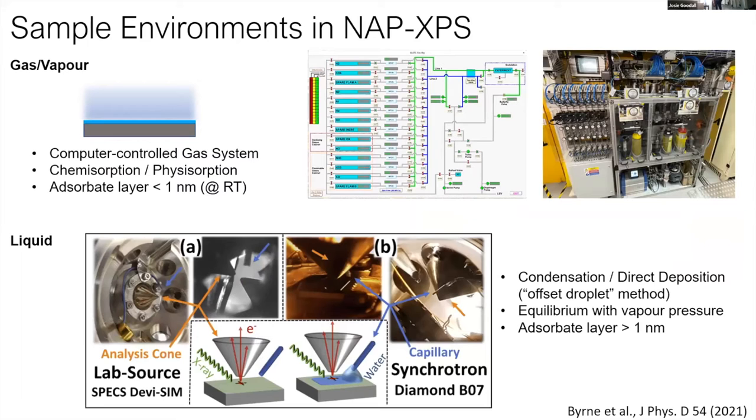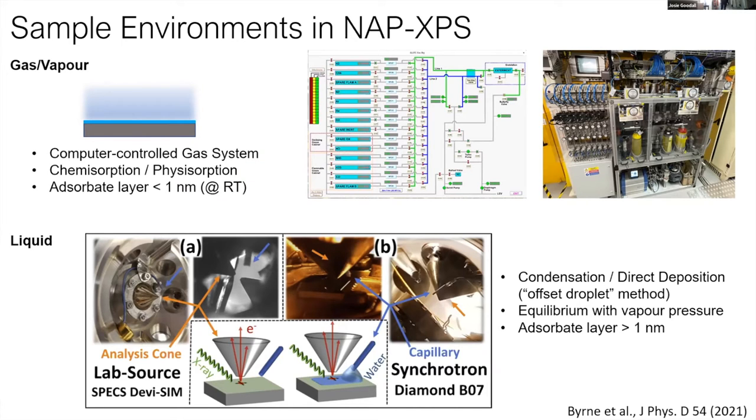Okay, so we have two main sample environments to consider. Of course, the main one is gas vapor interactions. This is just where we pressurize the chamber above the system. We have a pretty fancy control gas system, so we have 14 common gases always available. It takes a lot of the safety worries out of it. You can just type in, I want 10 milliliters of CO, or oxygen, whatever, and it will deliver that.